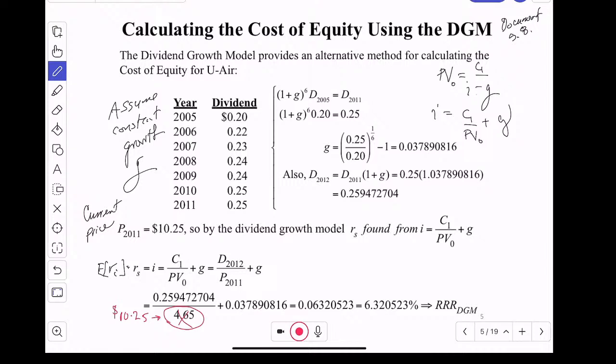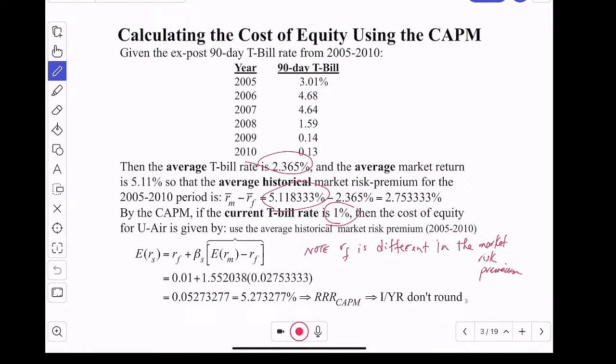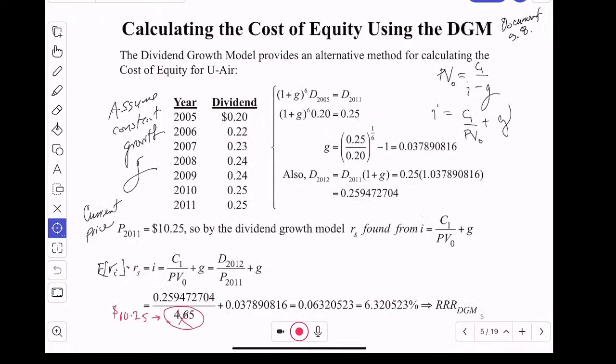Okay? Is that all right? So what we found now is through the capital asset pricing model, we got 5% as our required rate of return. Using the dividend growth model and other information, we got it's about 6%. So that's good. That's comparable, right? Those are similar. That's important. Now we have to decide which one to use.